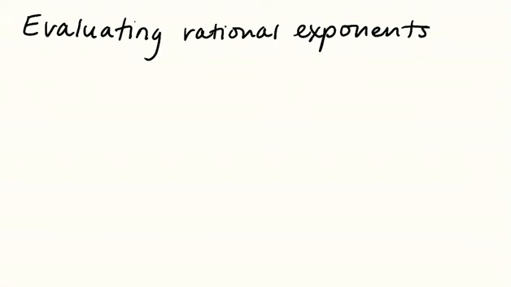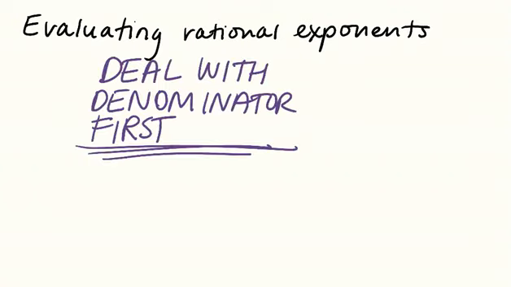So I'm just going to give you my general best advice for this, and that is deal with the denominator first. Okay, so one easy example would be 4 to the, let's say 5 halves. Okay, you could take 4 to the 5th and then try to figure out what the square root is, but I don't really know what 4 to the 5th is, and I certainly am not going to know what the square root of 1024 is. Yeah, I don't know that.